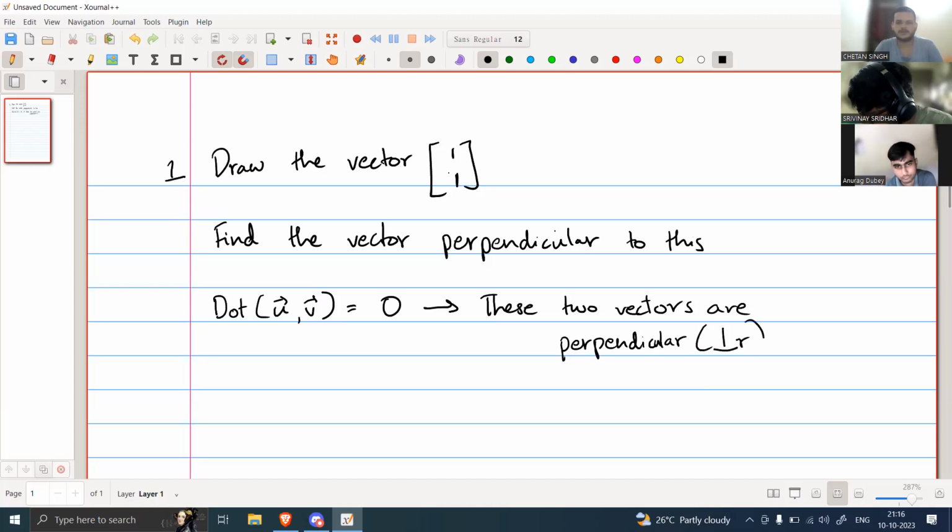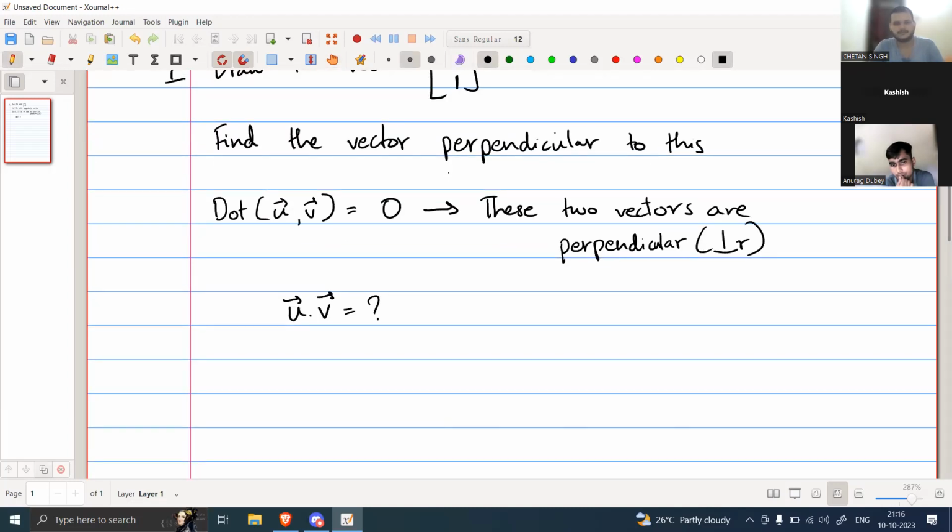Does anyone here know why we say that when the dot product is 0, the vectors are perpendicular? What is the dot product? What is U dot V? Mod u, mod v, cos theta. What do mod u and mod v represent? Mod u is the magnitude of the u vector, mod v is the magnitude of the v vector, and theta is the angle between them. Perfect.